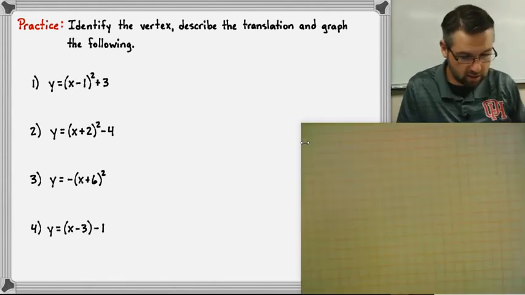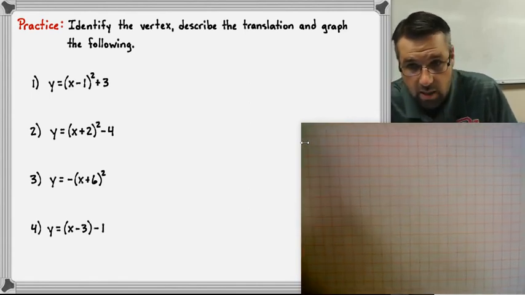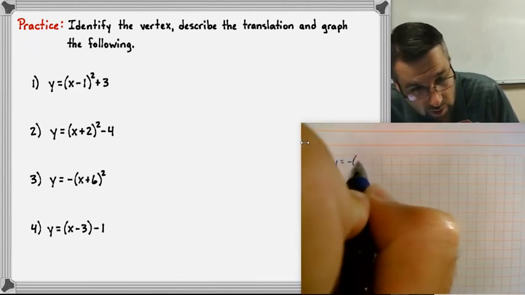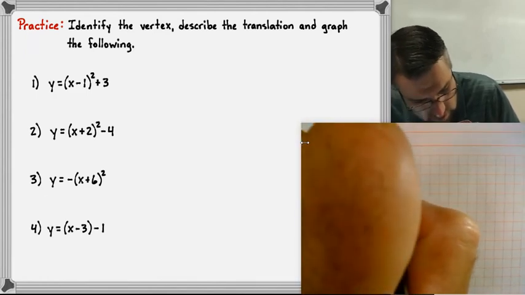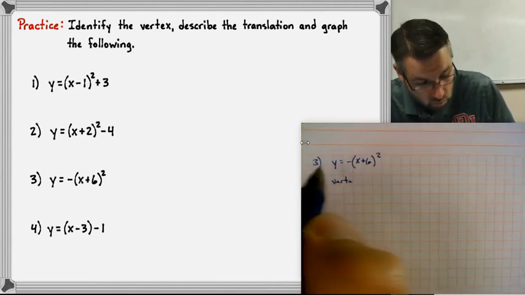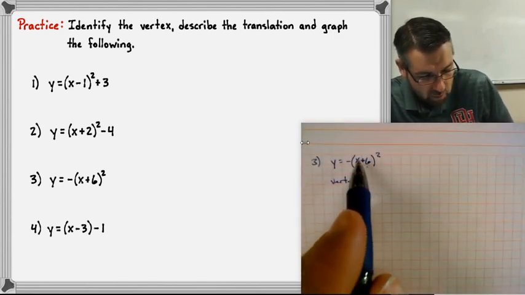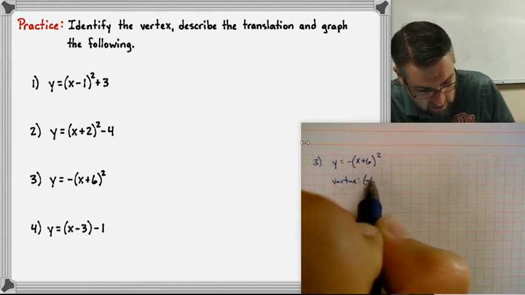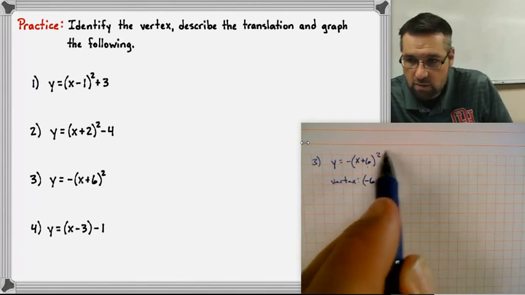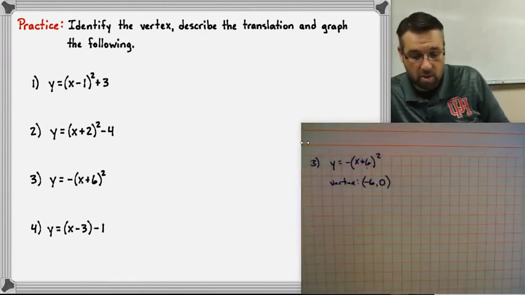All right, let's take a look at, and I'm kind of running out of paper here, so let's look at another problem, number 3. Number 3 is a little bit more unique because of that negative sign there. Y equals negative, parentheses, x plus 6 squared. Well, what's our vertex? Our vertex is the same rule as we did before. This value is our x value, but remember we changed the sign, so that'll say negative 6. And then we look at our k value, and there's no k value there. So what's the k value? It's 0. Our vertex is negative 6, comma, 0.